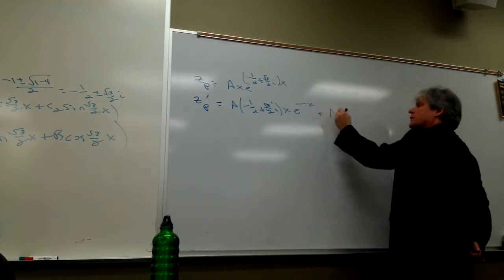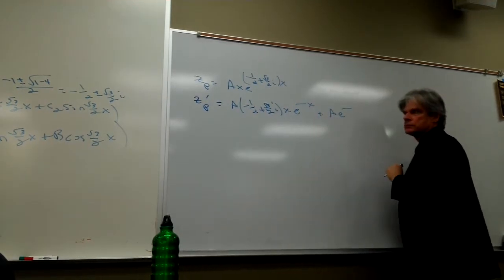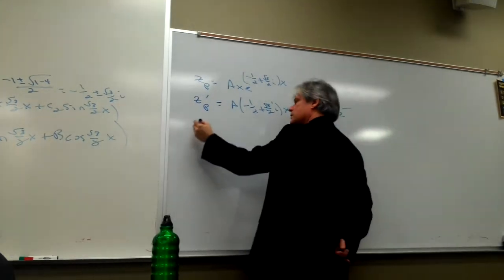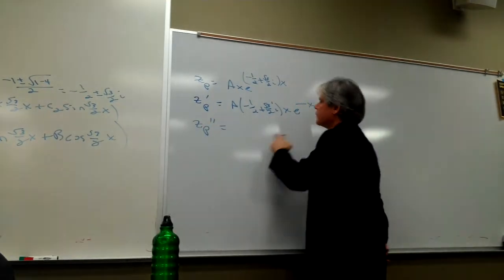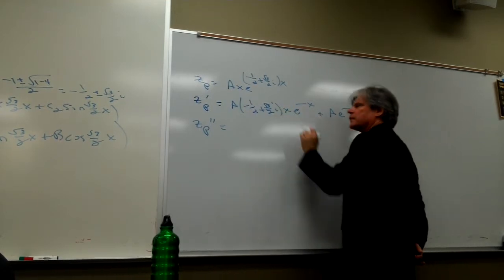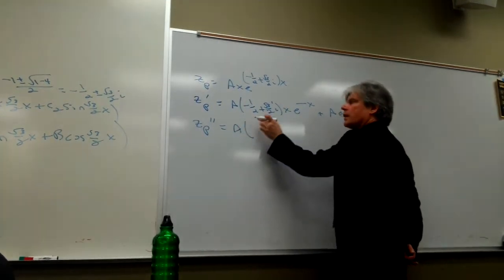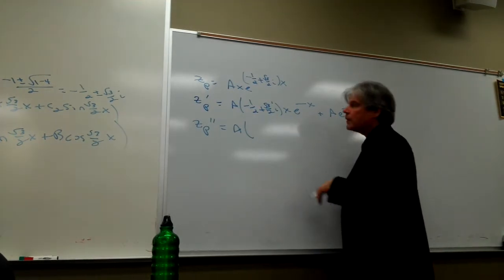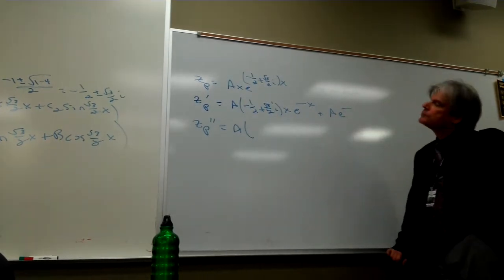Plus the first times the second. If I differentiate a second time, let's see, with the first one, I guess I'll differentiate the second times the first as is. Would that give me a times this squared? But this squared would be a 1/4.